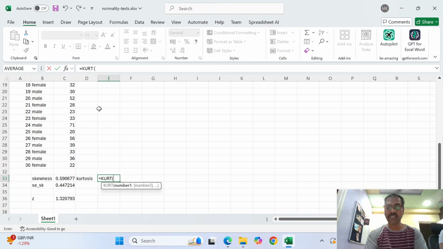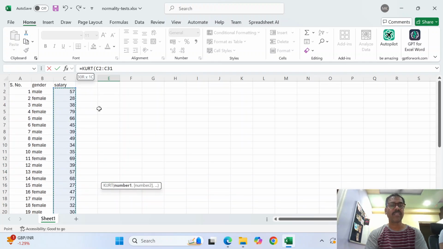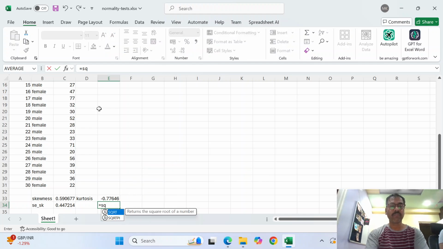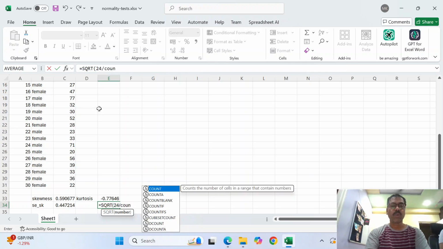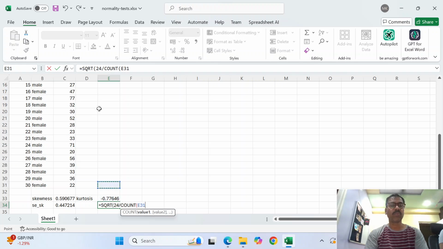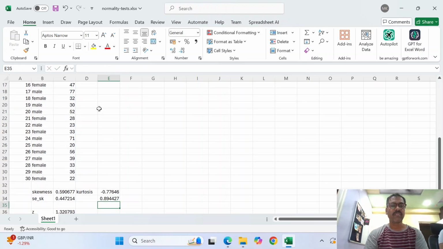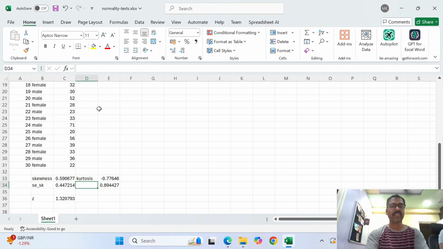Jarque-Bera test. Kurt is the function to calculate the kurtosis, and the standard error of kurtosis is the square root of 24 divided by the count of rows. You can also use the number of rows, it doesn't matter. I think I have to close one more bracket here. Now this is the kurtosis and this is the standard error of kurtosis.